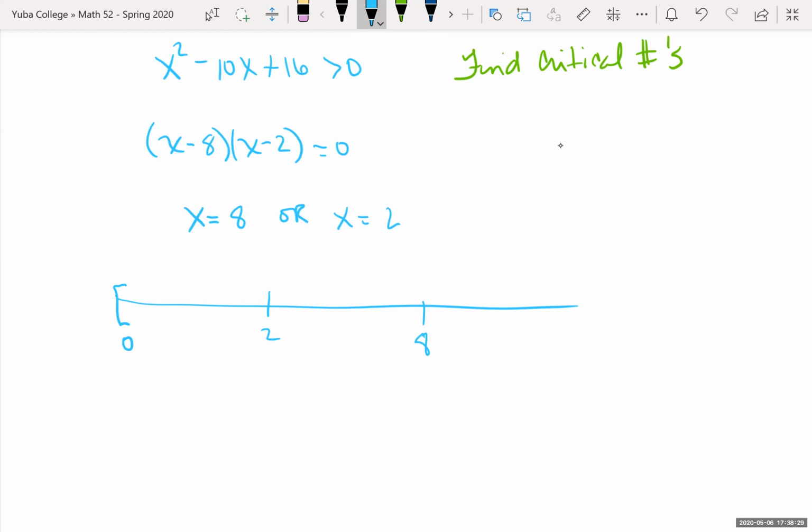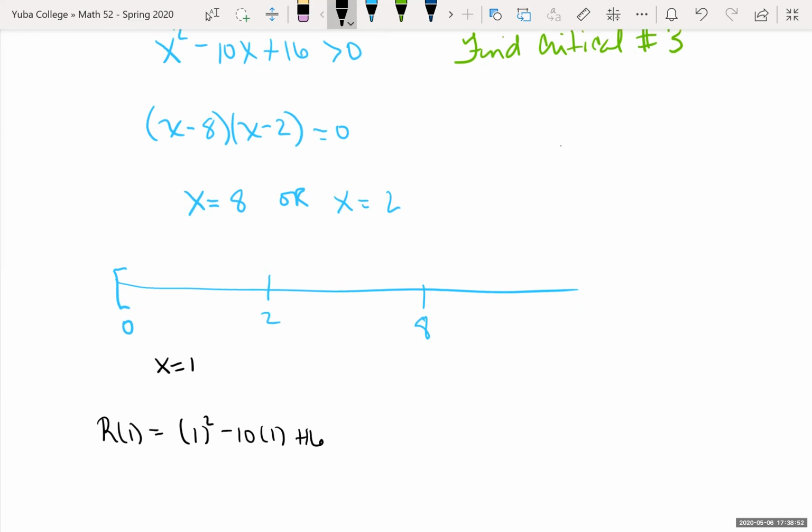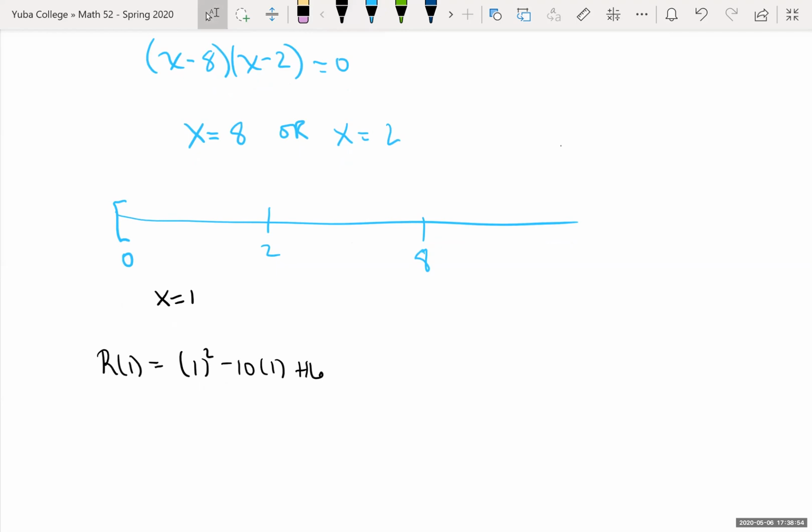So we want to choose a number less than 2 and plug it into our inequality to see if it's true or false. So if we plugged in 1, r of 1, that would have been 1 squared minus 10 times 1 plus 16. So 1 squared minus 10 is negative 9, negative 9 plus 16 is 7. This is greater than 0.